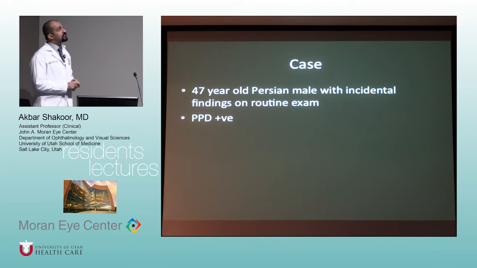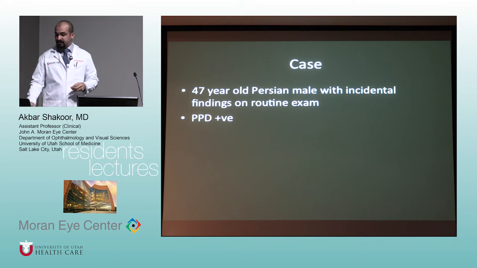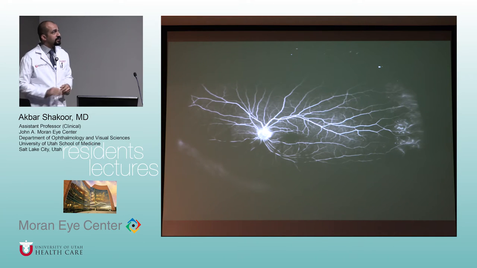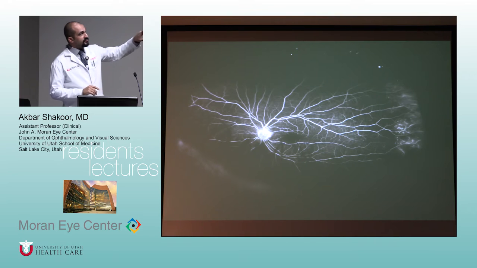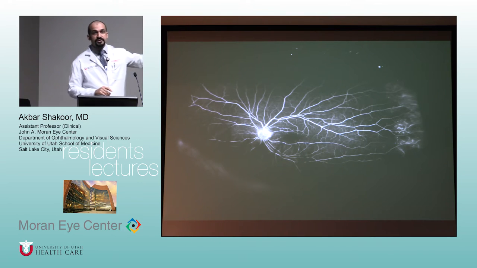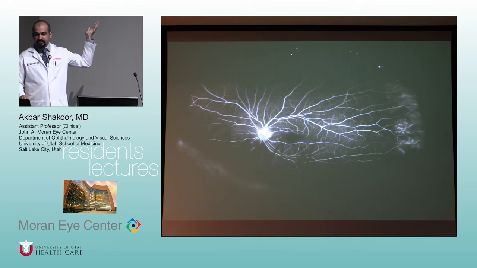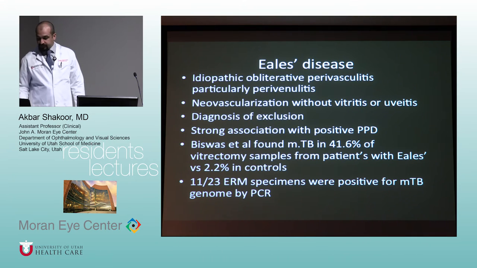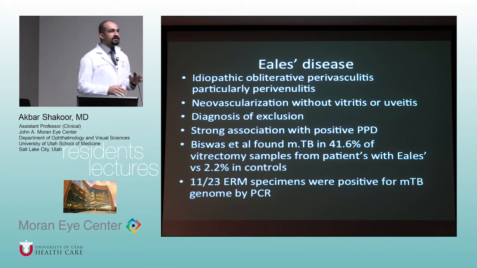we have a 47-year-old Persian male with incidental findings on routine examination. He's PPD positive. What do you see here? A little vascular leakage off to the side, little microaneurysmal dilatations, and a little leakage from the disc here and here. So, Eales disease. Now, this is your quintessential isolated retinal vasculitis in the absence of systemic disease.